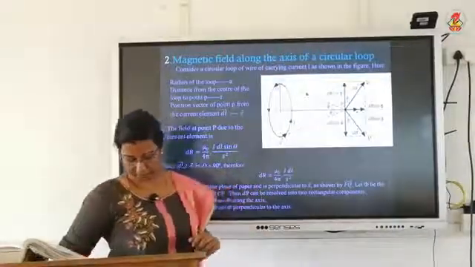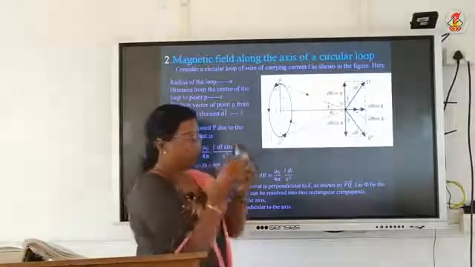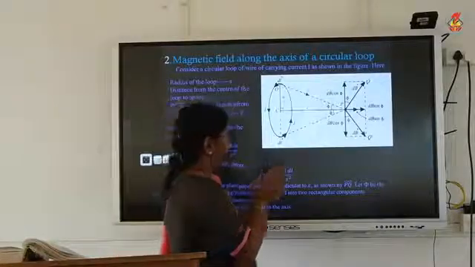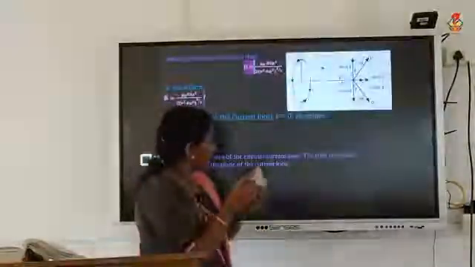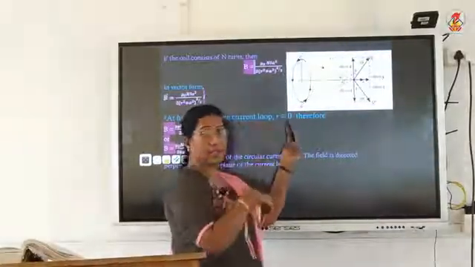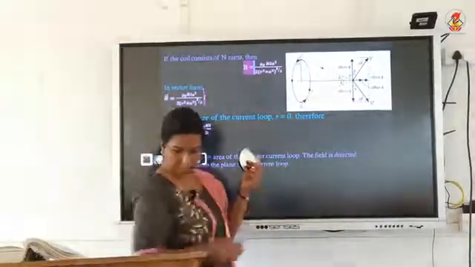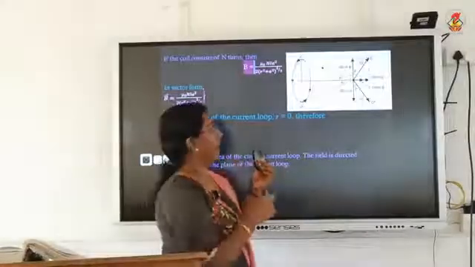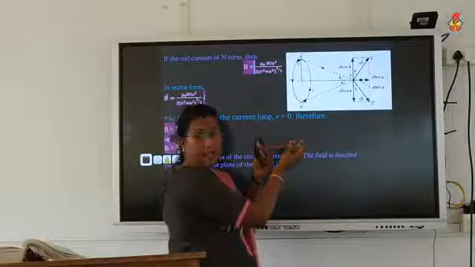Imagine this is our circular coil. I am going to place the circular coil like this in the YZ plane. This is our XY plane. I am going to make the coil move inside, so it will be in the YZ plane. My circular coil is placed in the YZ plane. And I wish to find the field along the axis of the circular loop at this particular point.